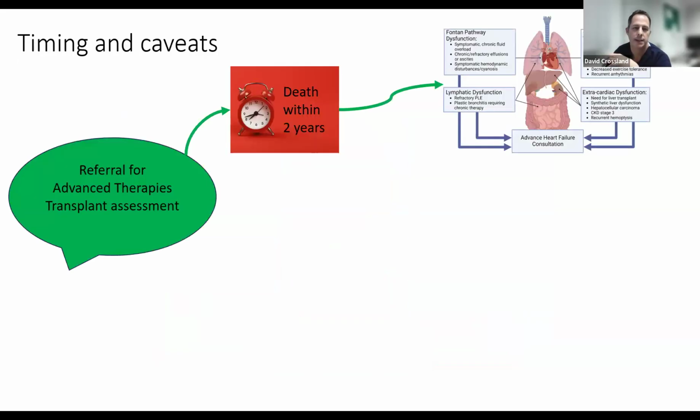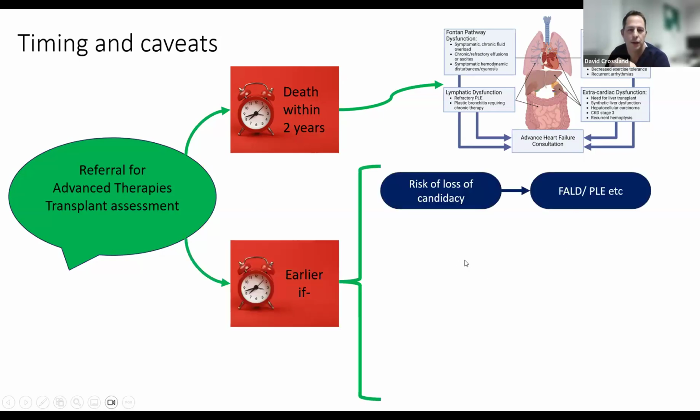There are some caveats to this. I accept that I haven't really demonstrated exact cutoff curves for death within 2 years from all of these things, but you can see from the data I've shown that when they're present in combination, then death within 2 years becomes more likely.